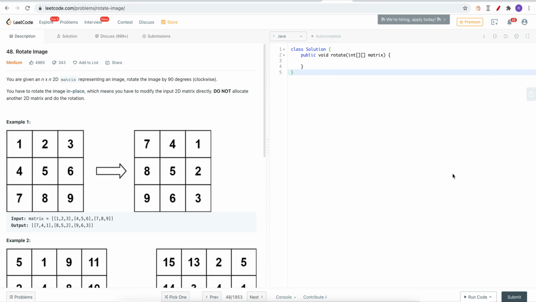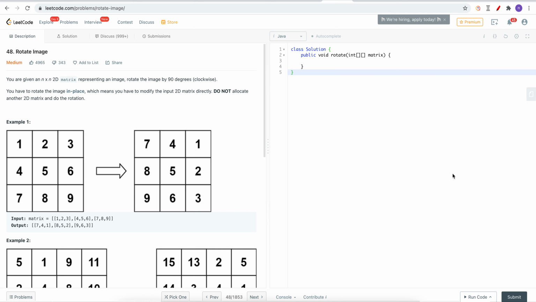So today we will discuss LeetCode problem number 48, which is Rotate Image. In this problem, first we will go through the problem statement, then look at the examples, then write our algorithm, and at the last implement the solution.